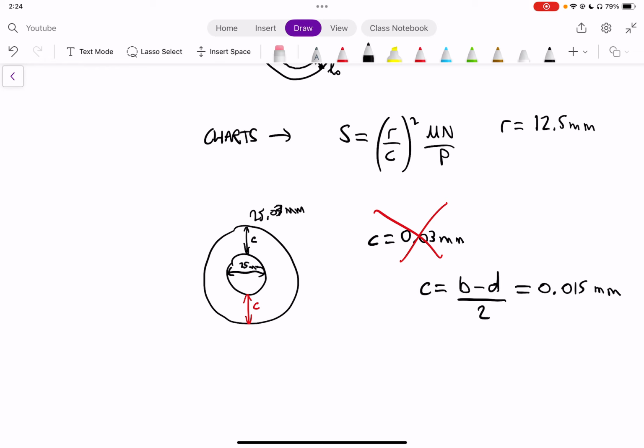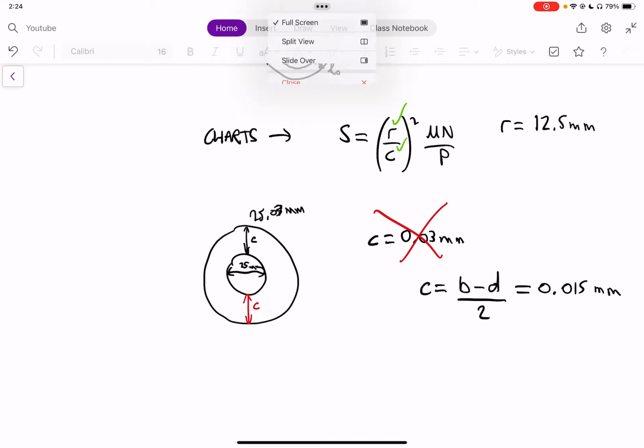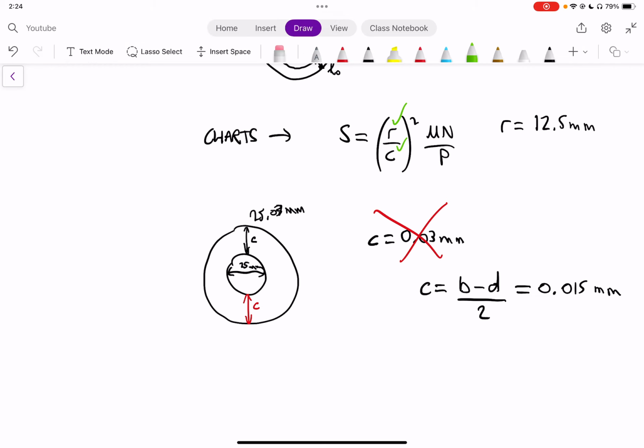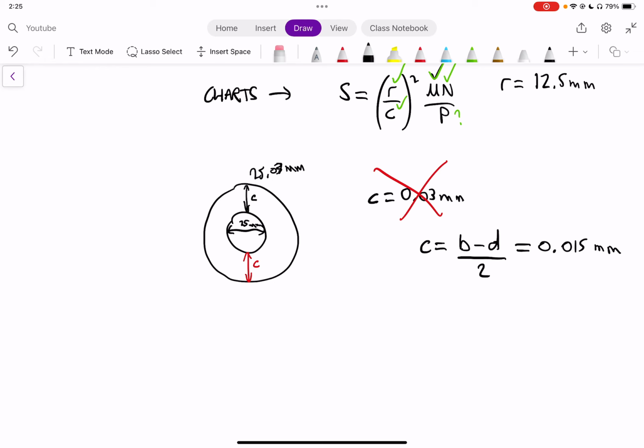Okay, so we have R and C, so we're good to go. So I'll put it in green here, we have R, we have C. Do we have a mu value? Yes, we have a mu value, so we're good to go. We also have an N value, although it's in RPM, we'll be able to modify it to RPS if we need to, and the only other term that we're left to find is our pressure term, so we don't have our pressure term. So let's find our pressure term, and then we should be able to solve for Sommerfeld number.